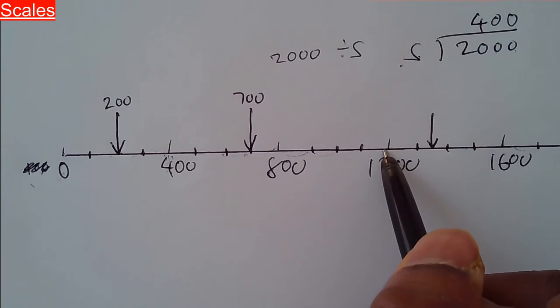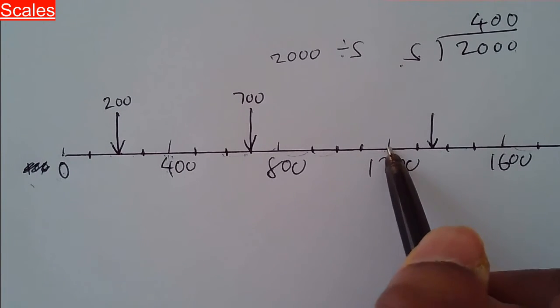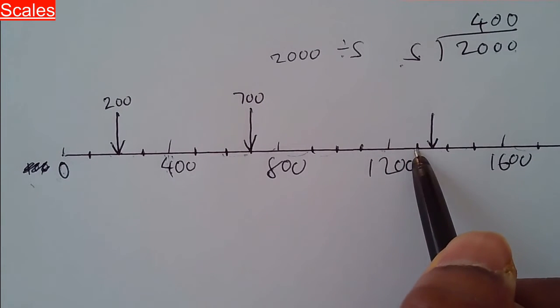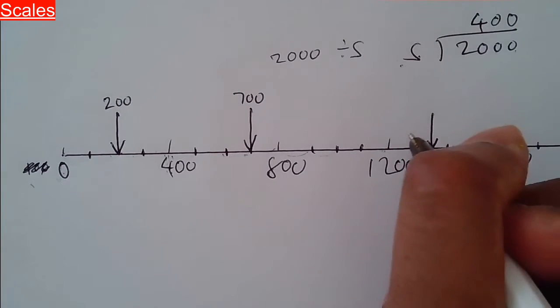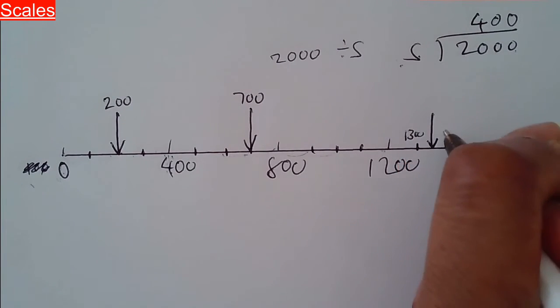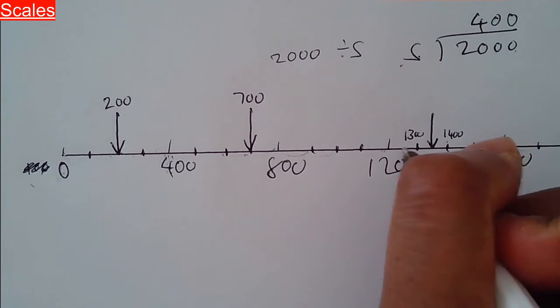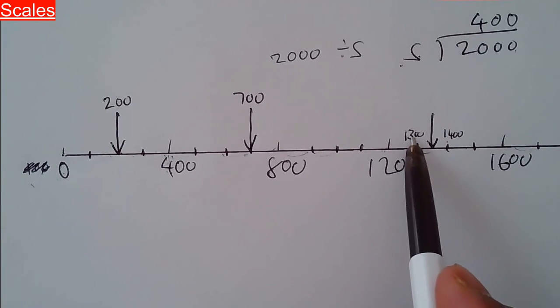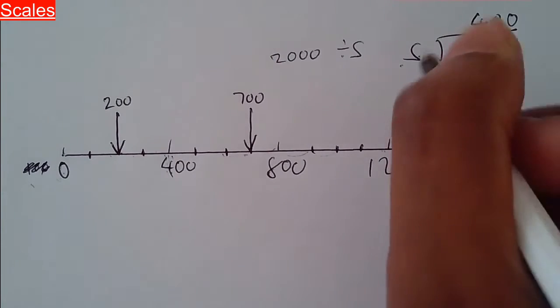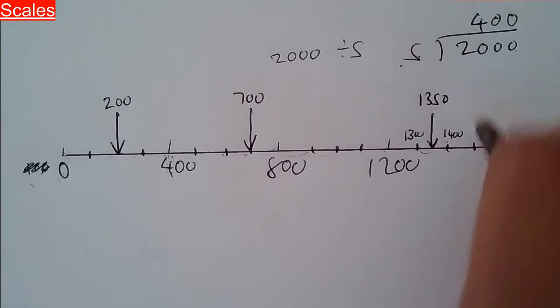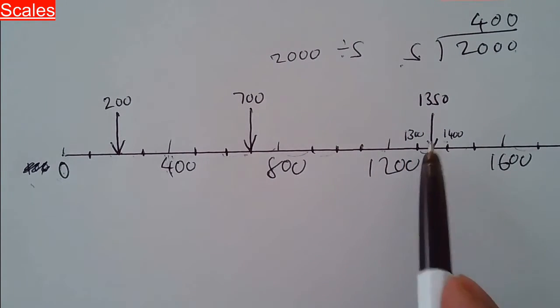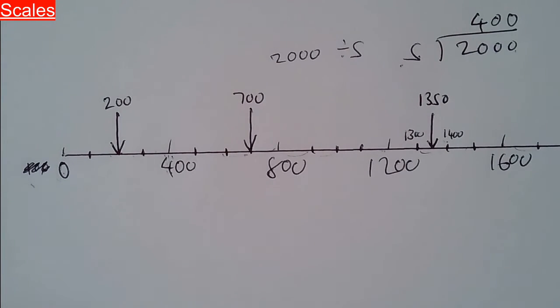Well, that's 1,200, that's 1,300, and that's 1,400, because remember these are going up in hundreds, and the number that comes between 1,300 and 1,400 is 1,350. So the arrow, my estimate is 1,350.